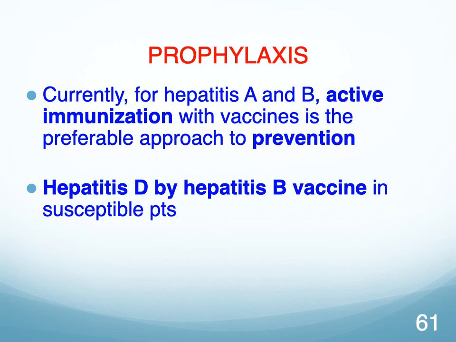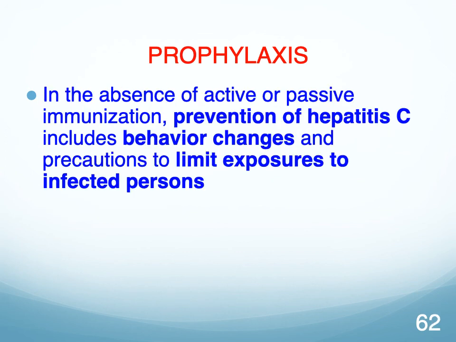There is current prophylaxis for hepatitis A and B, and indirectly you also prevent the spread of hepatitis D or delta when you have vaccinated your patient. In the absence of active or passive immunization, prevention of hepatitis C just includes behavioral changes and limiting exposure to infected persons. There is no immunization at the moment with regard to hepatitis C.